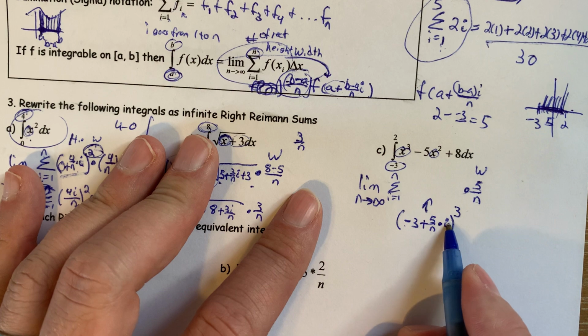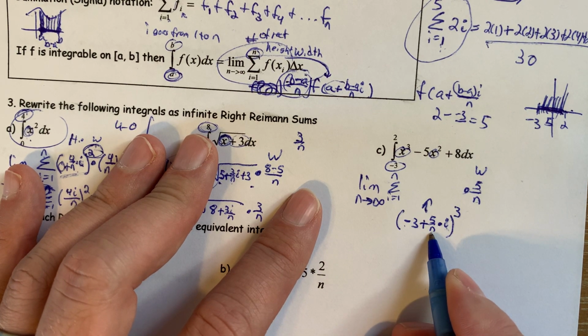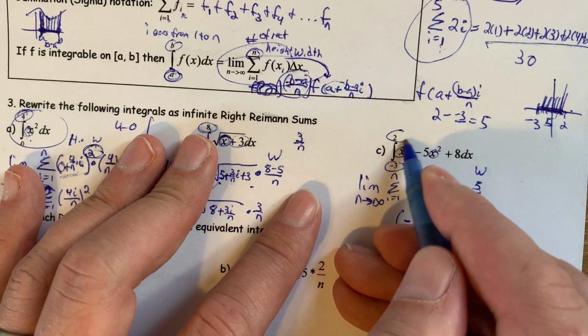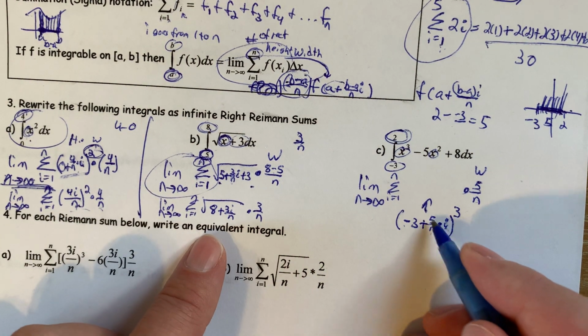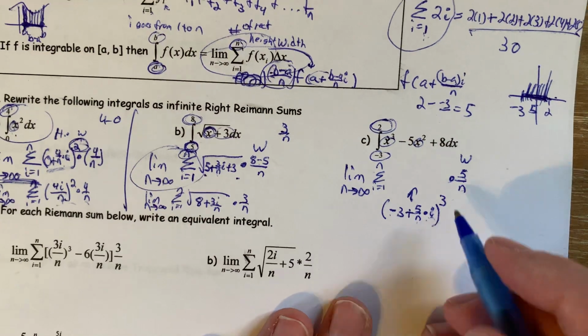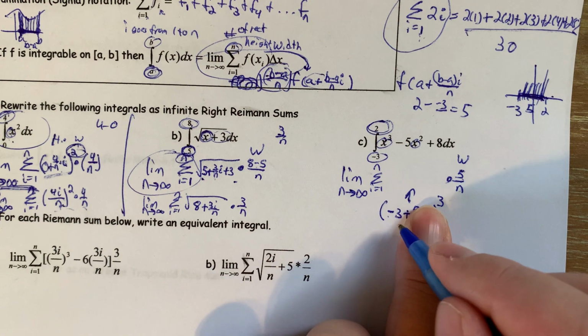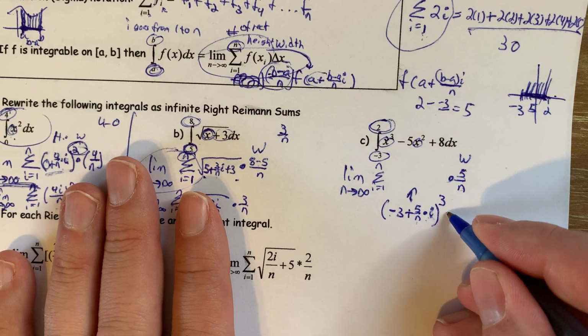Again, notice that when i equals n, multiplying by n and dividing by n will cancel out, and we'll just get -3 plus 5, and we'll be at 2. We'll be at the end of the integral. So when we get all the way to our last rectangle, we'll be getting the height of that last rectangle, and it'll be at the end of the integral. When i is at 1, you're basically at the start of the integral at -3. Okay, so there's our first one.